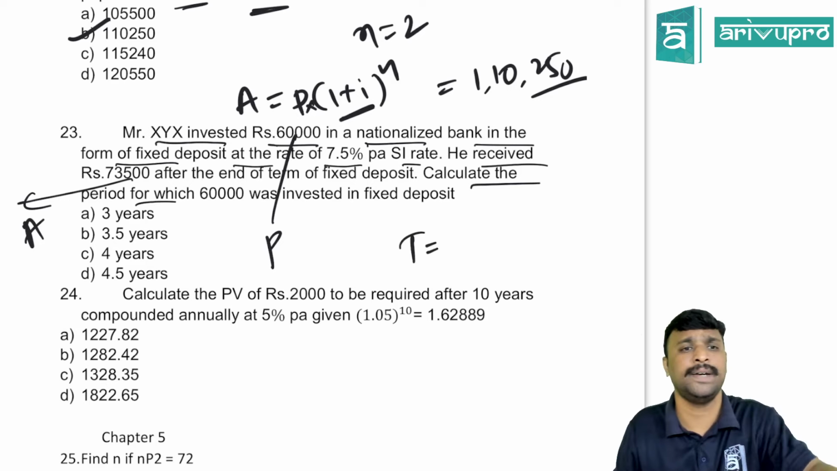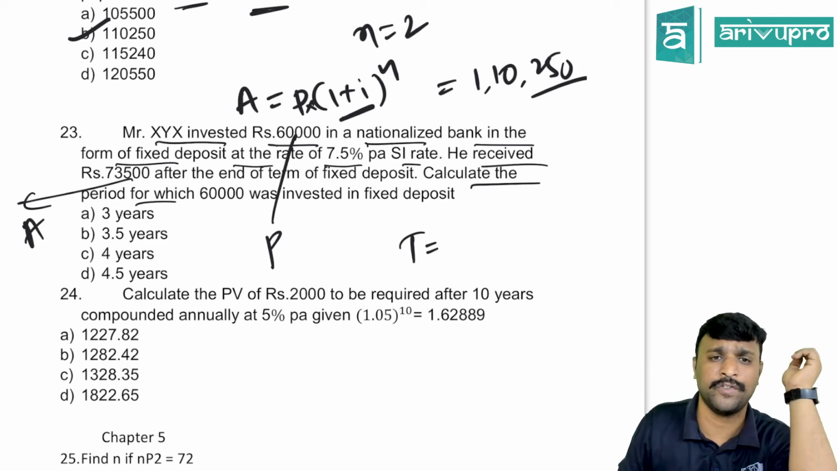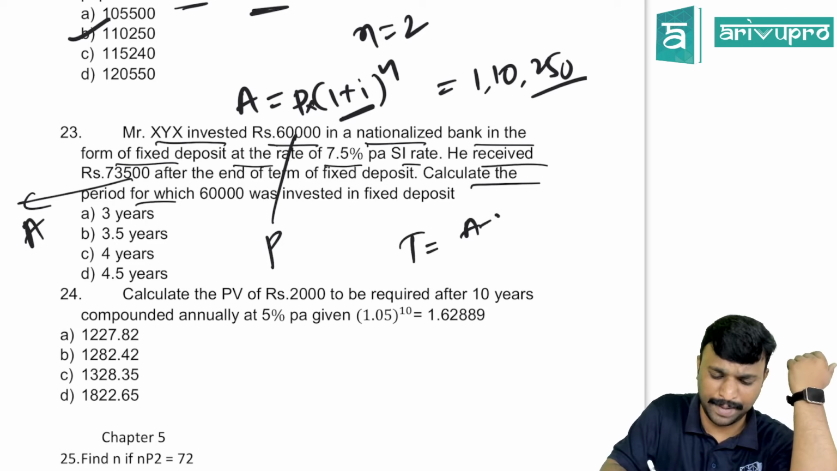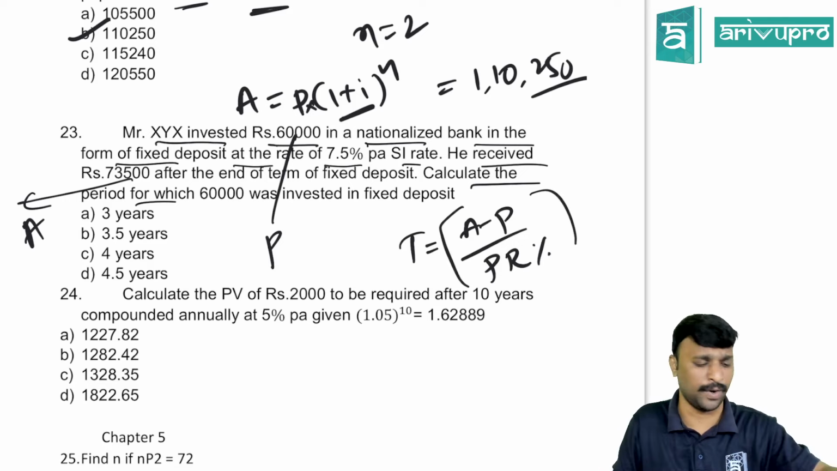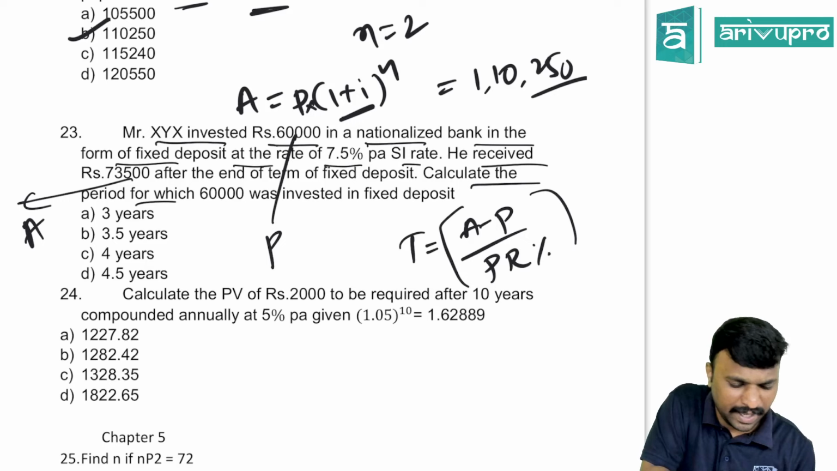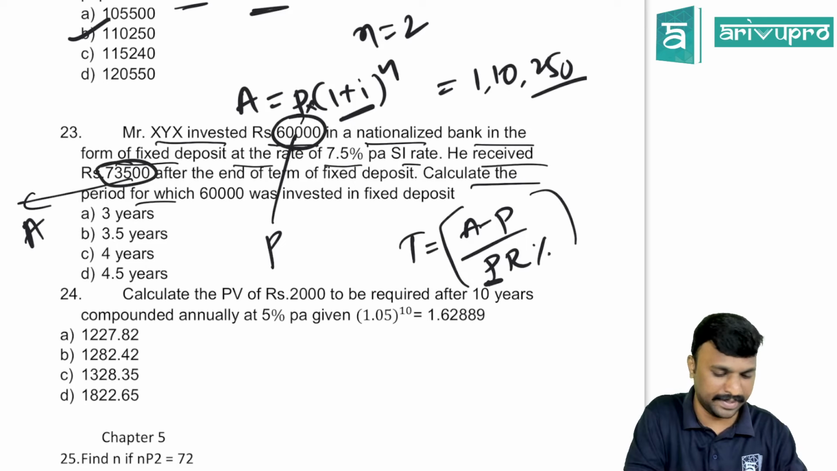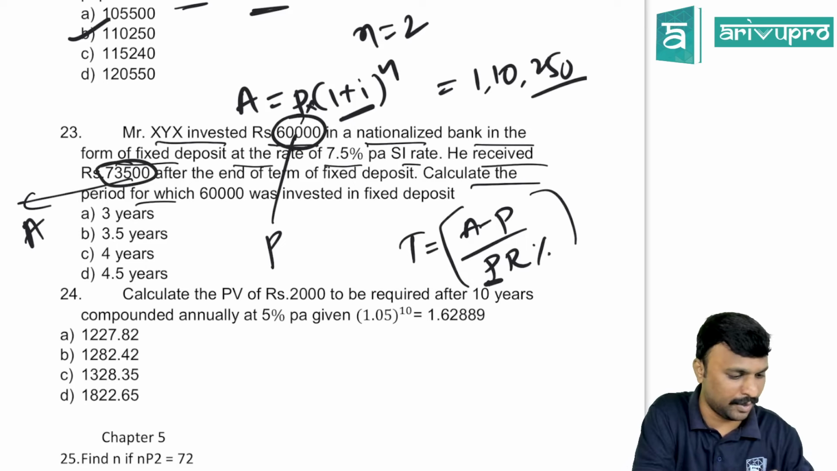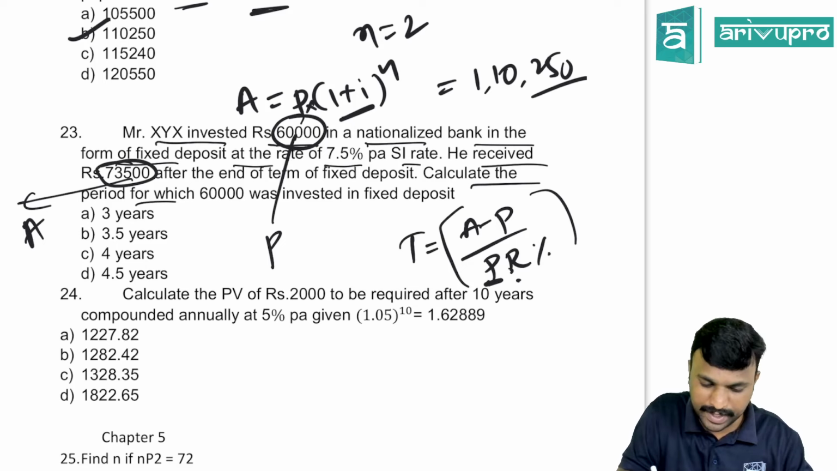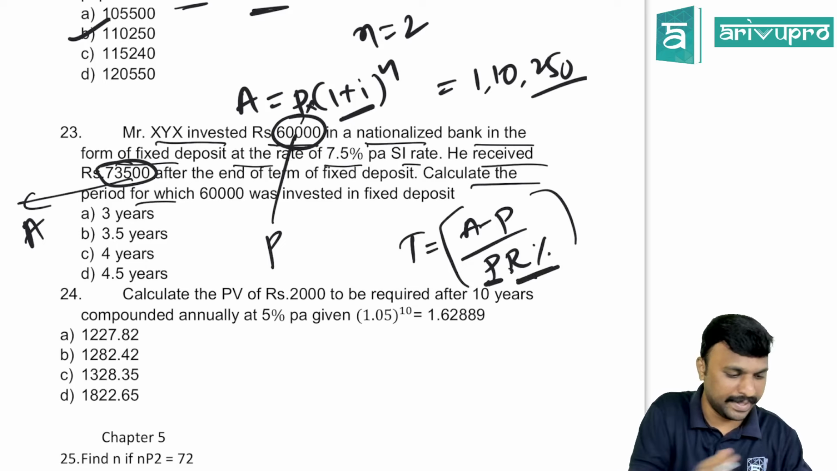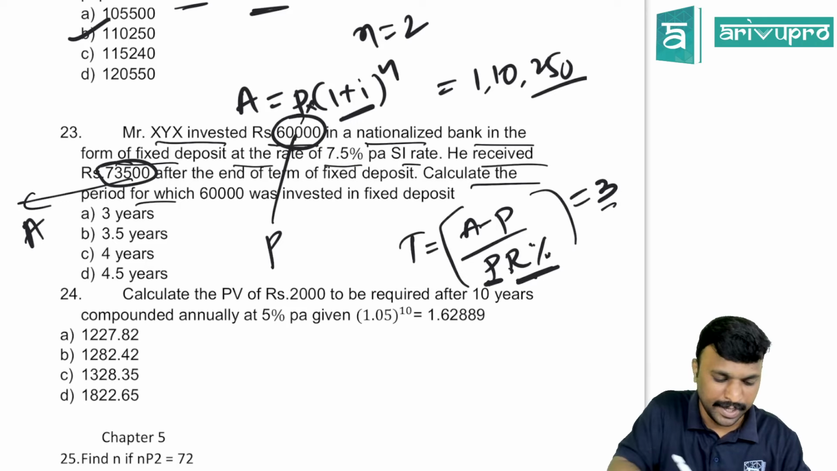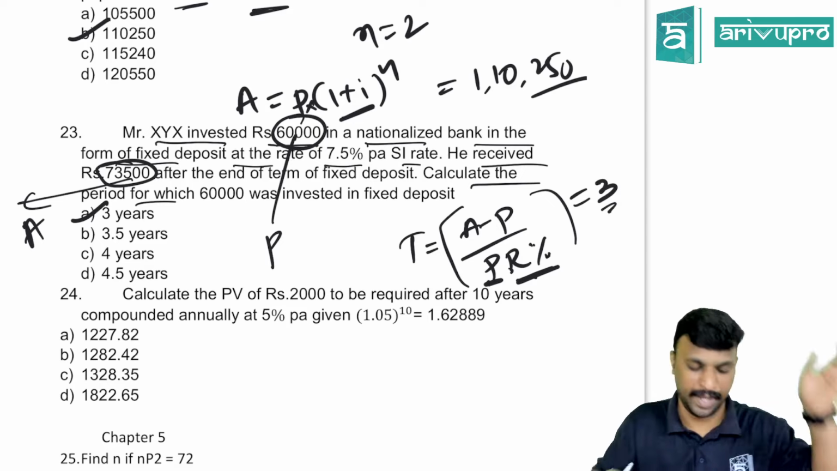Guys, when the amount, principal and the rate are given, so how do you find T? It's a type 3. Shortcut is what? A minus P divided by P into R percentage, or you can do into 100 also. So what is A minus P? 73,500 minus 60,000 is 13,500. Please type 13,500. Divide P first. Press the divide button. P is what? 60,000. Again divide R. What is R, guys? 7.5. Press a percentage, because there's a percentage here. Press a percentage. You get the answer is 3. So 3 years is the answer, option A.